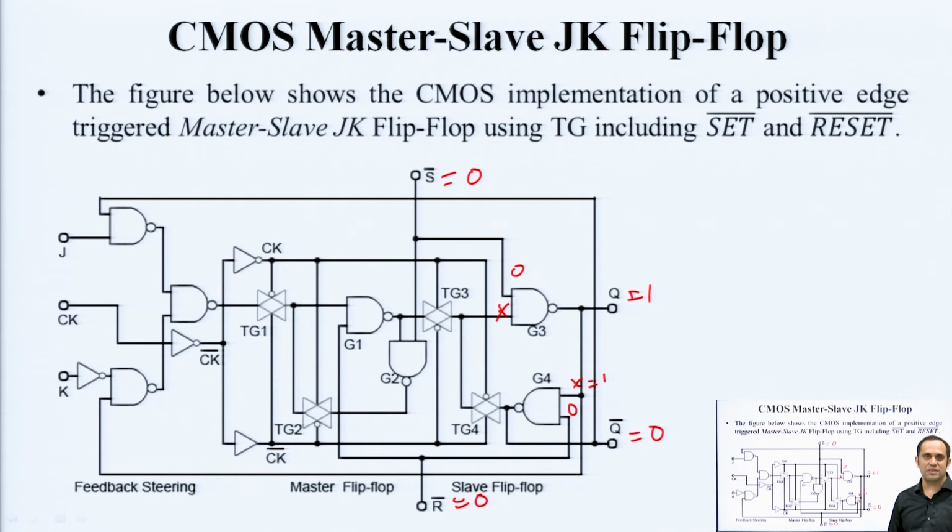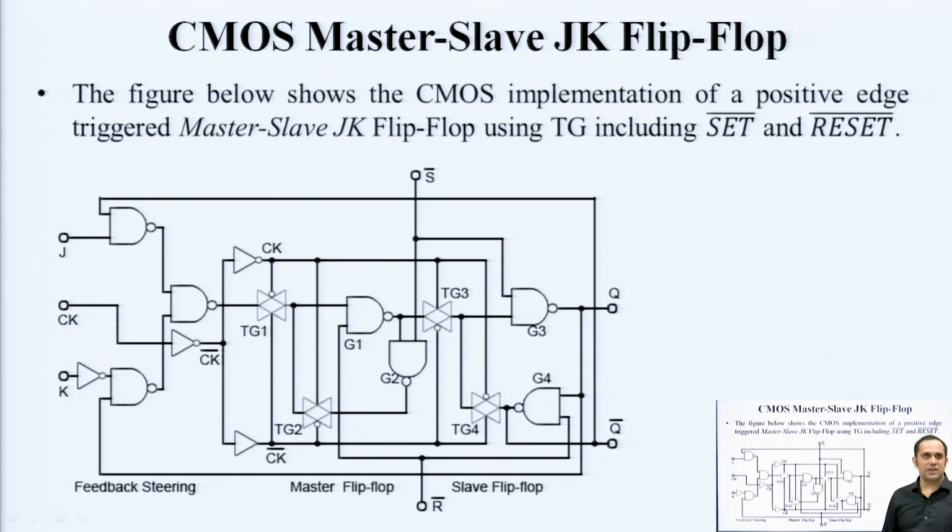Set and reset are basically used for initializing a logic circuit, for initializing logic design or logic storage. They are external pins which override or have preference over all other operations. So, if you want to set the output to 1, you can put S bar equal to 0. If you want to reset, you put R bar equal to 0, and this puts a 0 here.